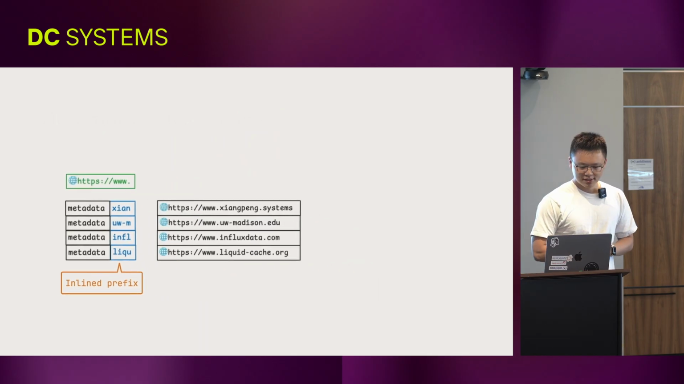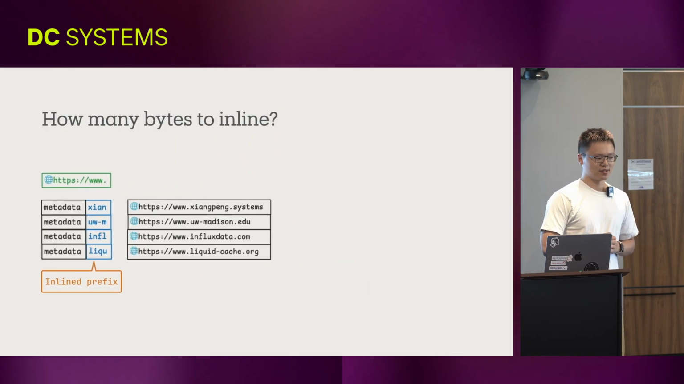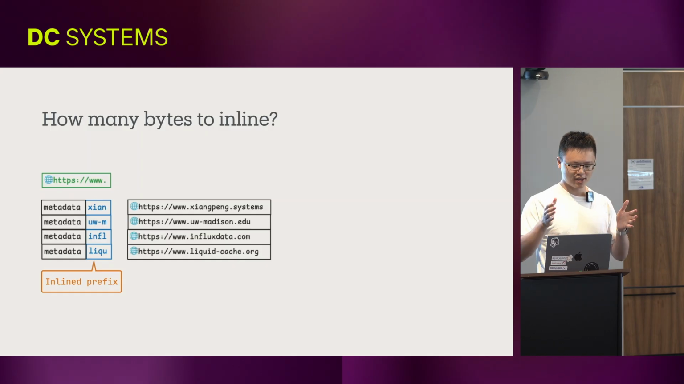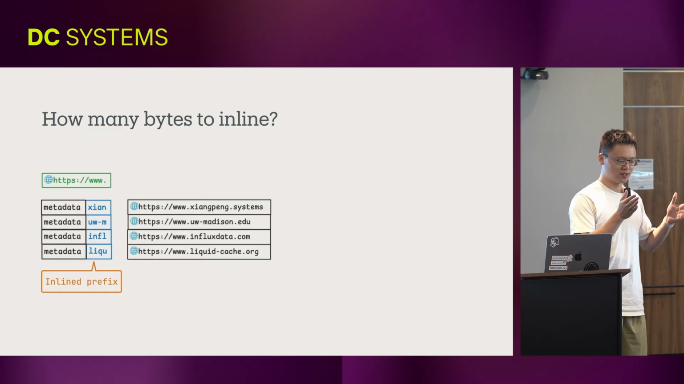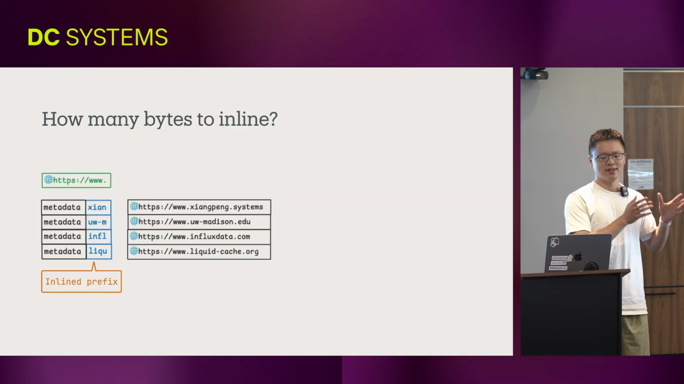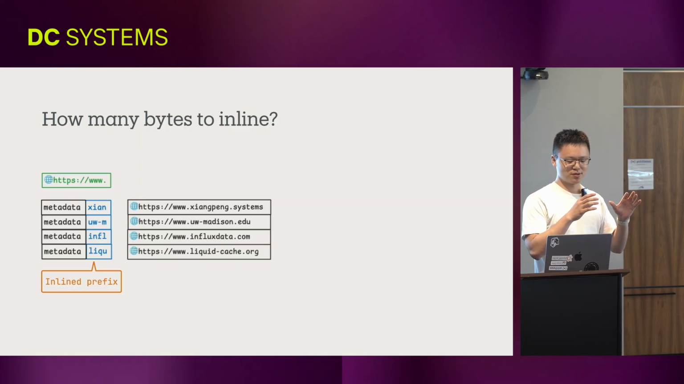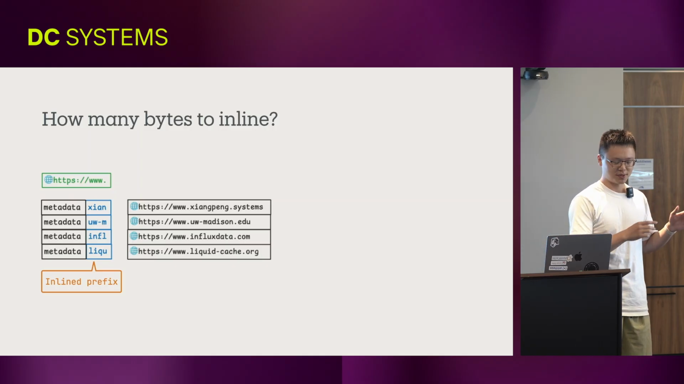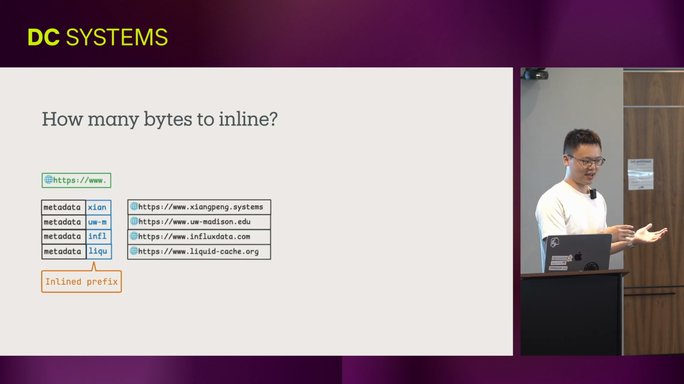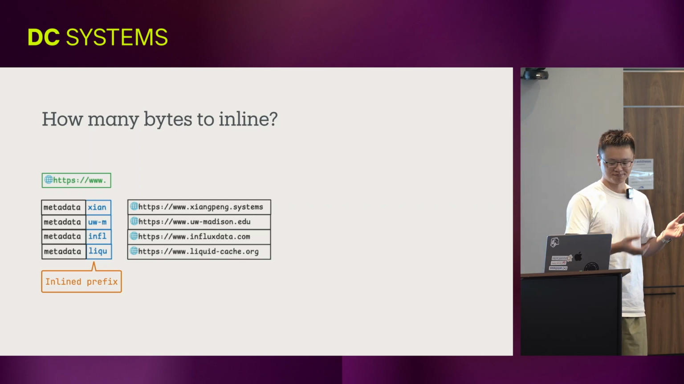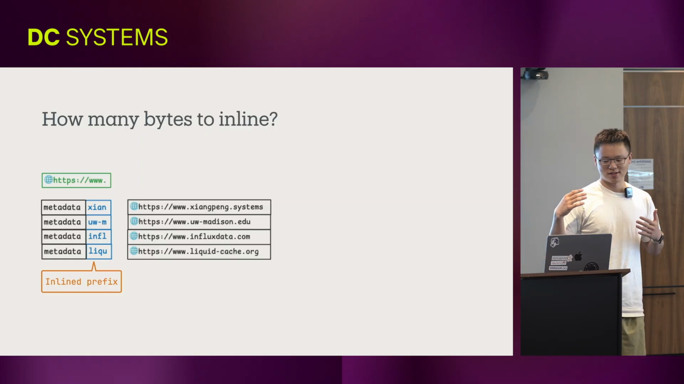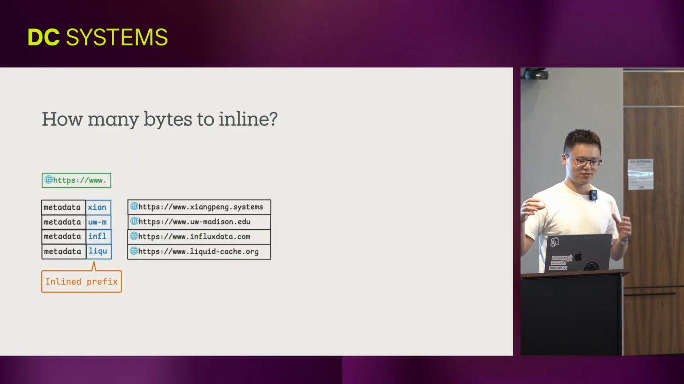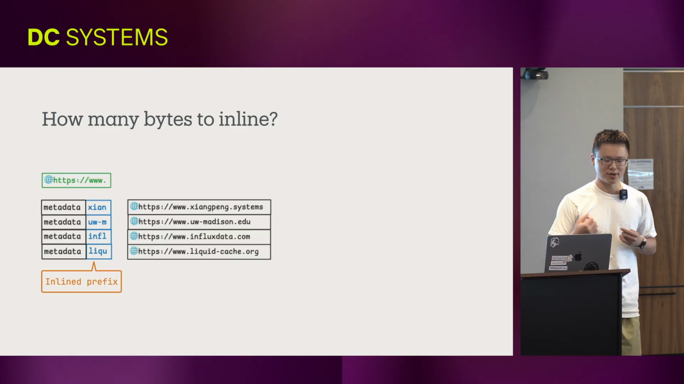The next question is how many bytes to inline? Right. Because we have this intuition that if we only inline very few bytes, then we're making the inline prefix less effective, but we also pay less memory overhead for the metadata. But if we inline more prefix, we pay more memory consumption, but it's more likely the prefix is going to help us with string predicates.